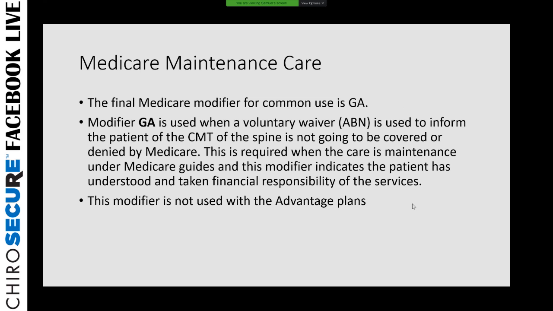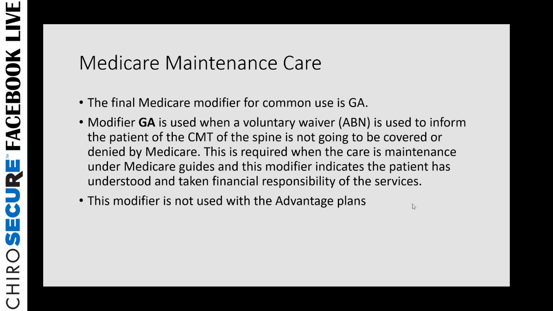Modifier GA is used when a voluntary waiver or so-called advanced beneficiary notice or ABN is used to inform the patient the CMT to the spine is not going to be covered by Medicare. In other words, we are informing the patient beforehand that it's not covered. When billing Medicare, if they've chosen option 1 on the ABN, you would then bill with modifier GA. And what GA indicates to Medicare is the patient's accepted responsibility. And of course, Medicare will give patient responsibility that the patient is paying.